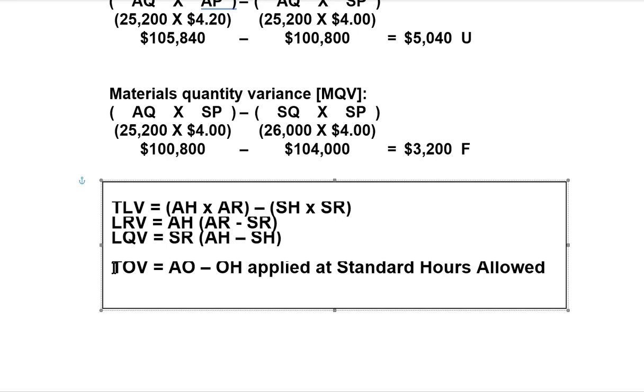And finally, the overhead, you will only have one variance to calculate here, which is your total overhead variance. And for that, you would take your actual overhead and subtract your overhead applied at the standard rate allowed. The difference between those two will either be favorable or unfavorable.